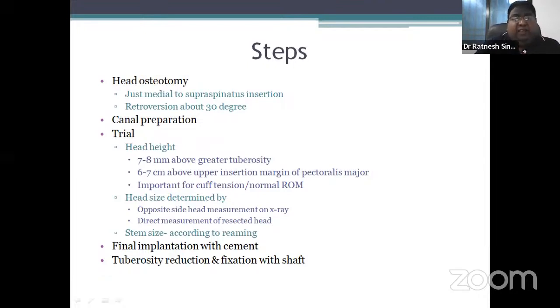After you open the joint, go for the head osteotomy. The head osteotomy is started just medial to the supraspinatus insertion, and it is cut in about 30 degrees of retroversion. It is easy to achieve when you externally rotate the arm by 30 degrees and cut the head in the sagittal plane; you will achieve 30 degrees of retroversion.